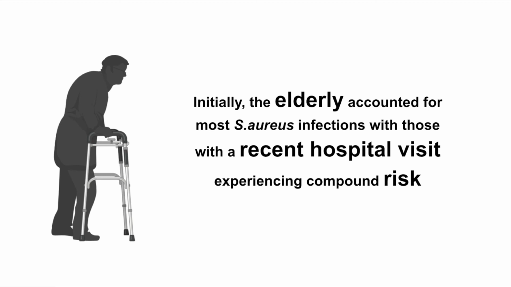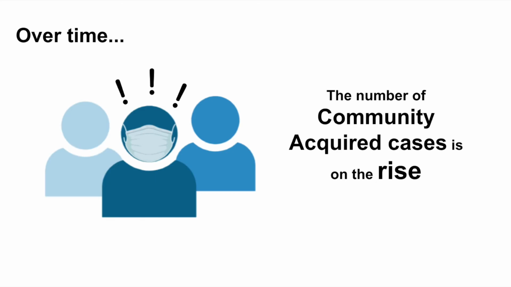When S. aureus initially emerged as a primary pathogen of human disease, it mostly infected the elderly population, specifically those who had recently been admitted and treated in a medical facility, such as a hospital. Over recent years, the emergence of community-acquired infections, however, has increased, generating concern within the scientific community.